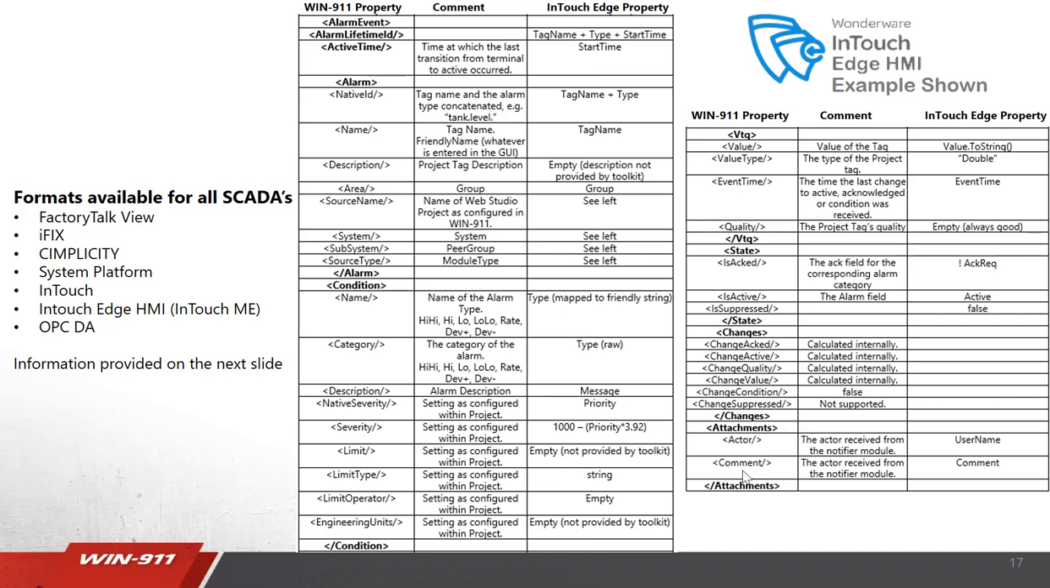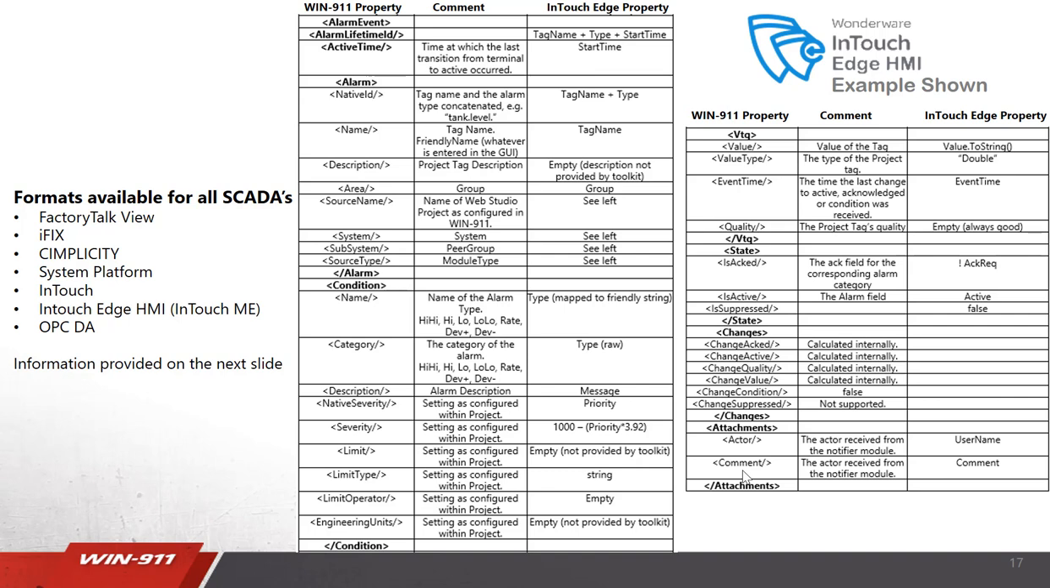The area, this is how the SCADA organizes the alarm points. And so whether they call that an area or group or locale, this is the native organization level. In InTouch Edge, they call that a group. And so we will put the InTouch Edge group in our area.